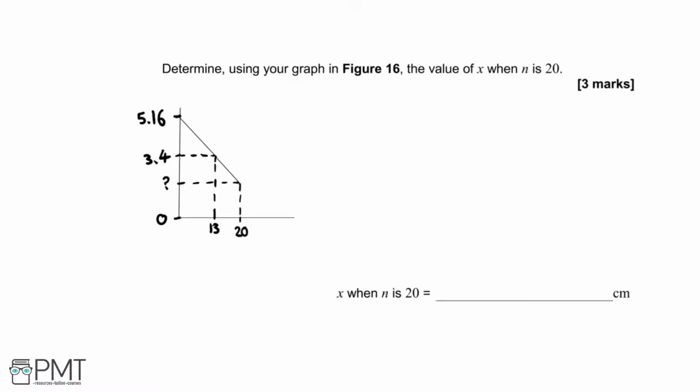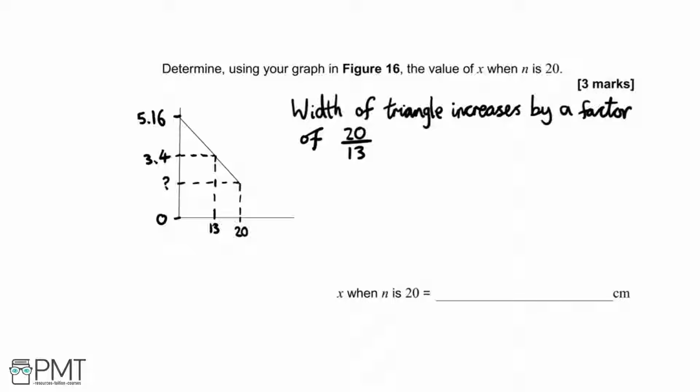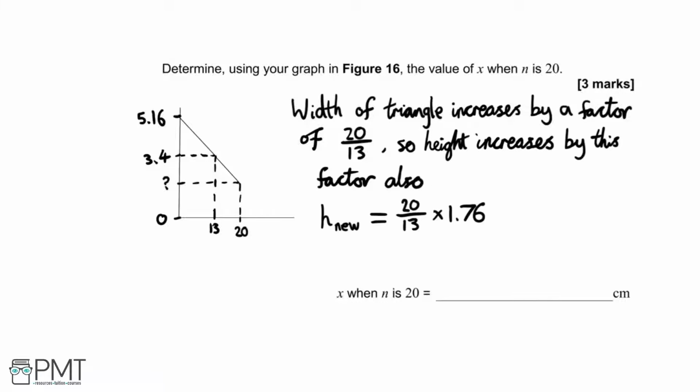So the first thing to say is that the width of the triangle increases by a factor of 20 over 13. Now, using the similar triangles method, we can say that the height of the triangle increases by this also. So I've called this new height of the triangle h nu, which is going to be 20 over 13 times the height of the original triangle. Now bear in mind that that gives us the height of the triangle, not the value on the y-axis. So what we need to do is subtract this h nu value from 5.16 to find the y-axis value at which this 20 width occurs.